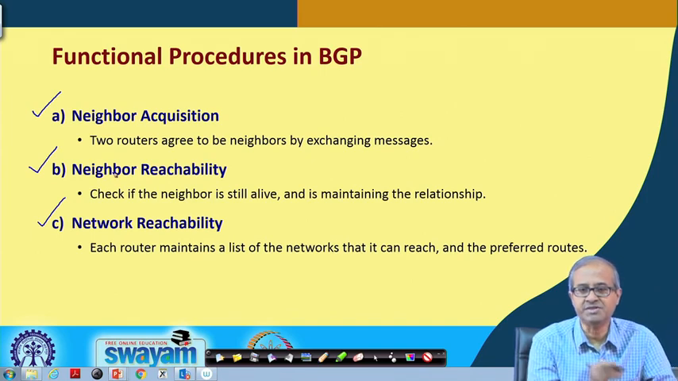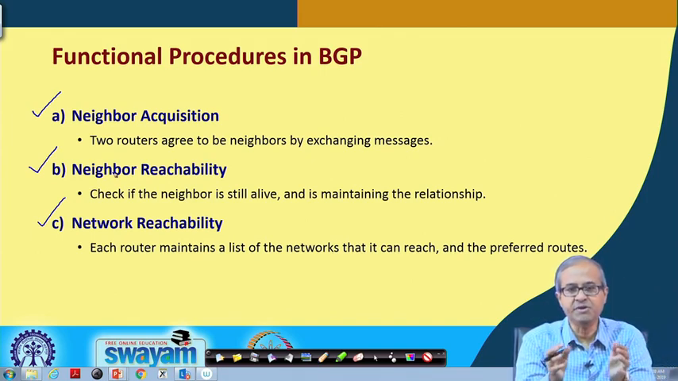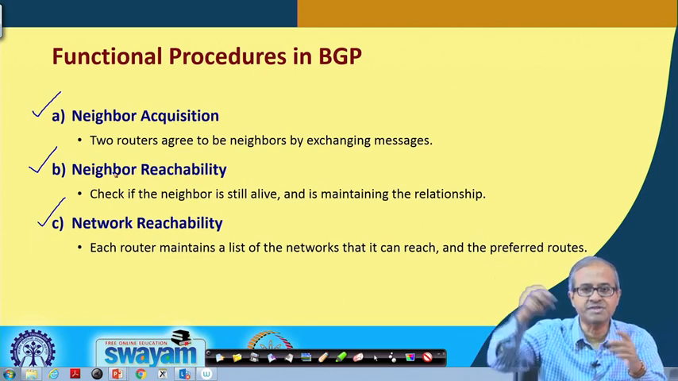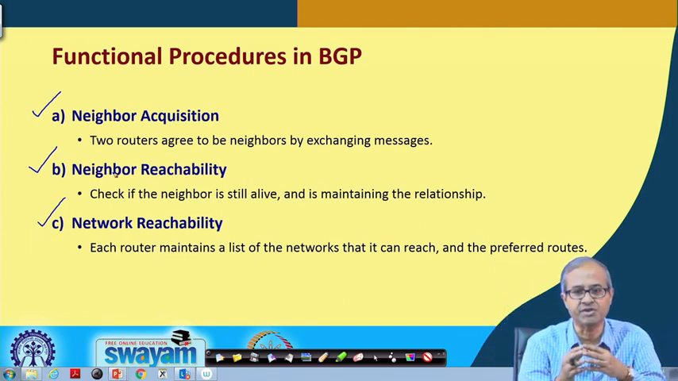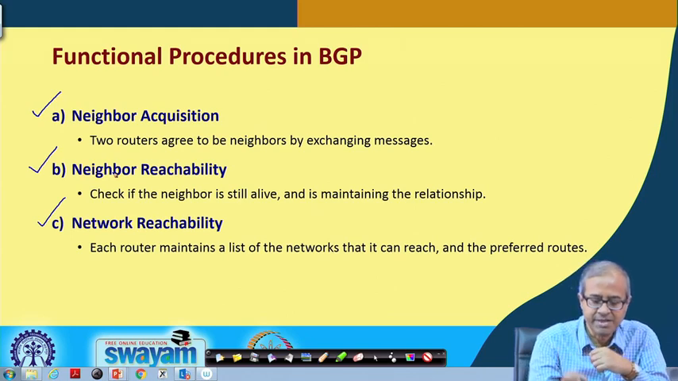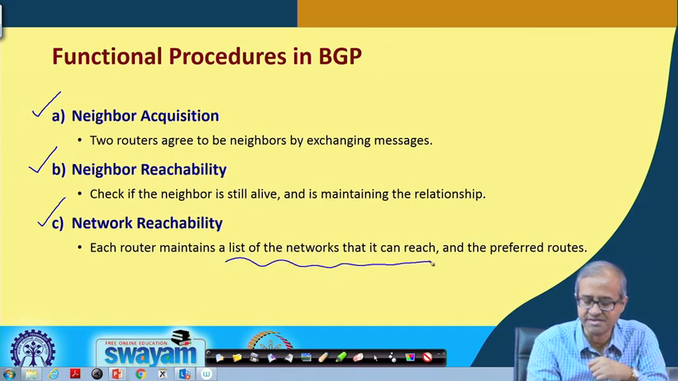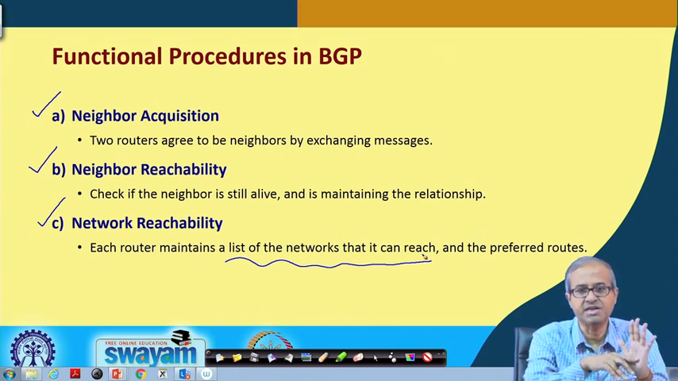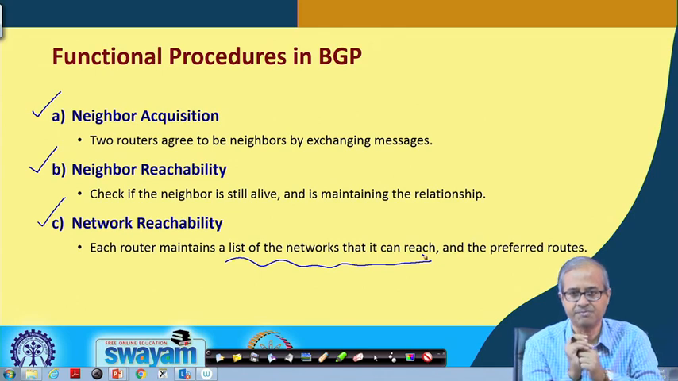And the third is network reachability. In BGP we maintain information about other networks. Because of some link failure somewhere, maybe one of those networks has become unreachable, I cannot connect to that network. So, that is a list which the router maintains. It is a list of networks that it can reach and also the ones which it cannot reach. The networks in the list are reachable, and the networks which are not in the list are either not reachable or I do not have information about them as of now.